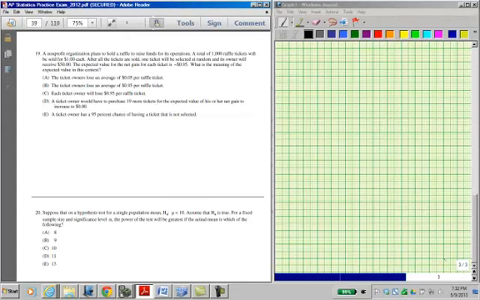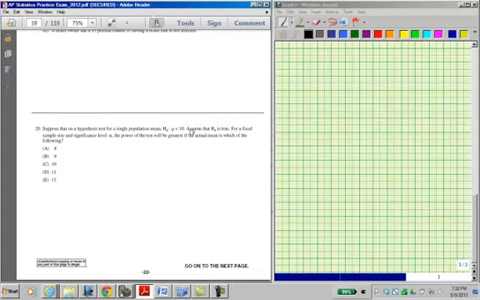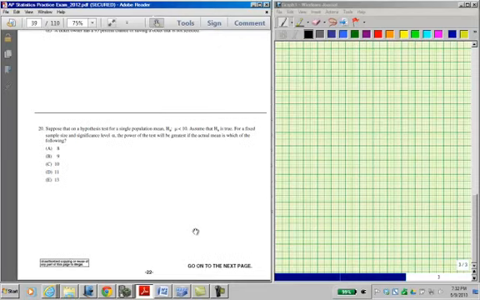Okay, so the answer is B. All right, 20. The alternative hypothesis is mu is less than 10. Suppose that the alternative hypothesis is true. So that means the null hypothesis, H sub 0, is mu equals 10.